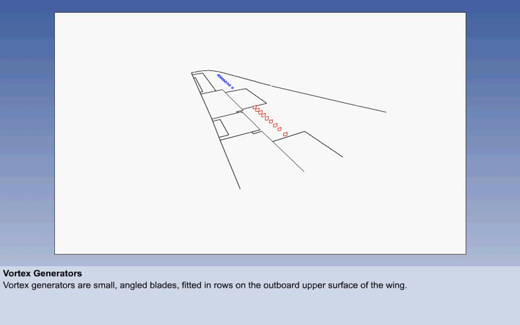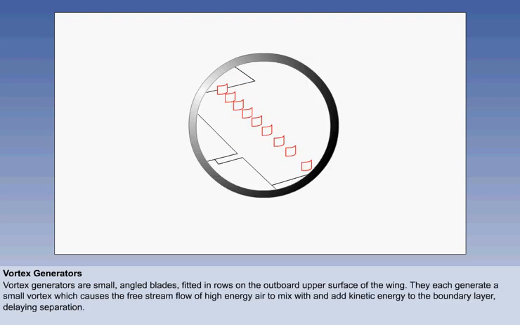Vortex generators, another device that can re-energize the boundary layer, consist of rows of small thin blades about 2.5 centimeters high, set at a small angle, and projecting vertically into the airstream to produce vortices over the upper wing surface. They each generate a small vortex, which causes the free stream flow of high-energy air to mix with and add kinetic energy to the boundary layer, delaying separation.